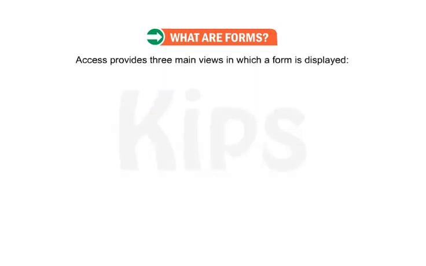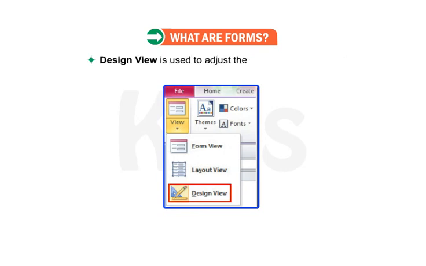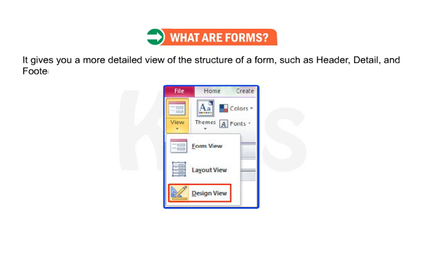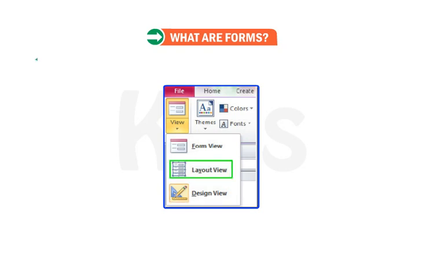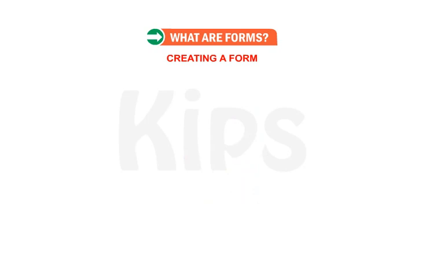Access provides three main views in which a form is displayed. Form view is used to enter, edit and view data. Design view is used to adjust the design of your form. It gives you a more detailed view of the structure of a form, such as header, detail and footer sections. Layout view is used to change the appearance and size of various controls of a form.